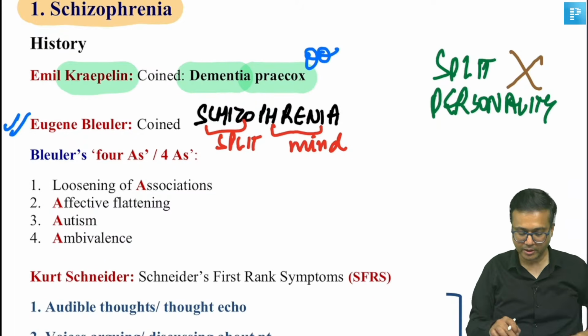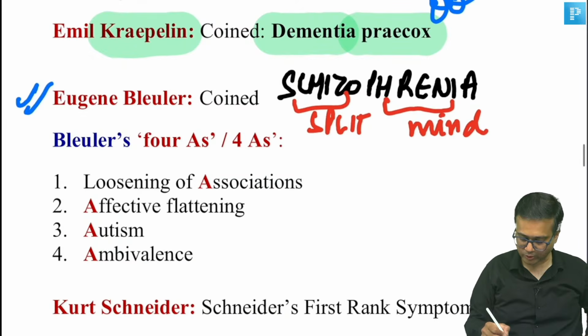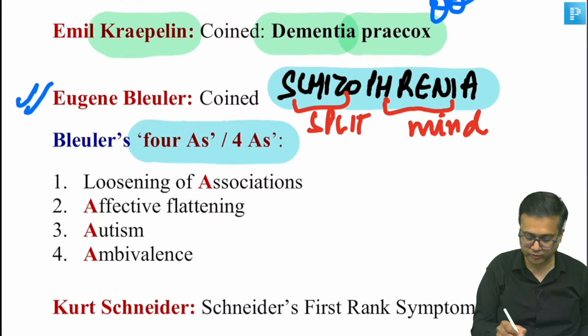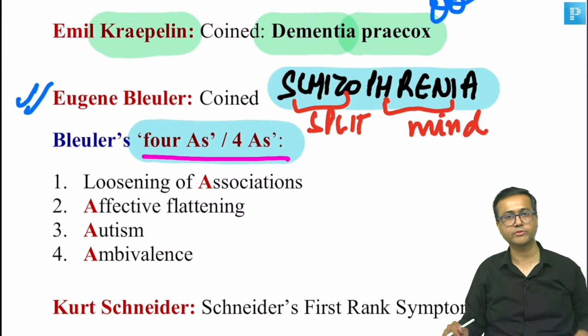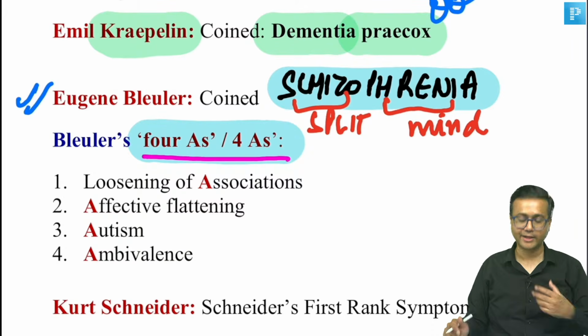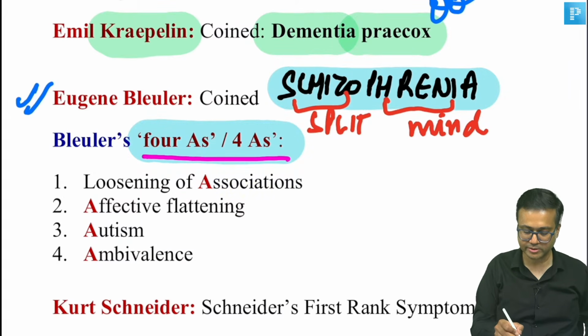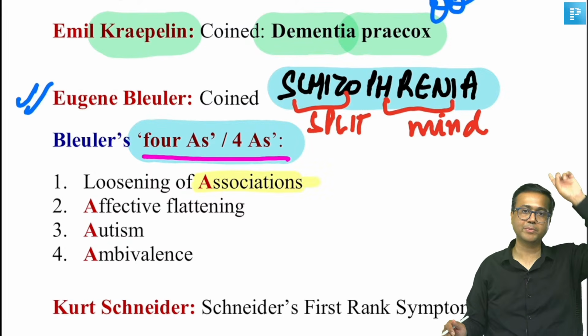Okay, please remember. Eugene Bleuler coined the term schizophrenia. Then he also gave the symptoms, which we call Bleuler's 4A's. So he gave 4 important symptoms of schizophrenia. In fact, many of these we have already covered. First is association disturbances like loosening of association. Remember, loosening of association we have discussed in the formal thought disorders.